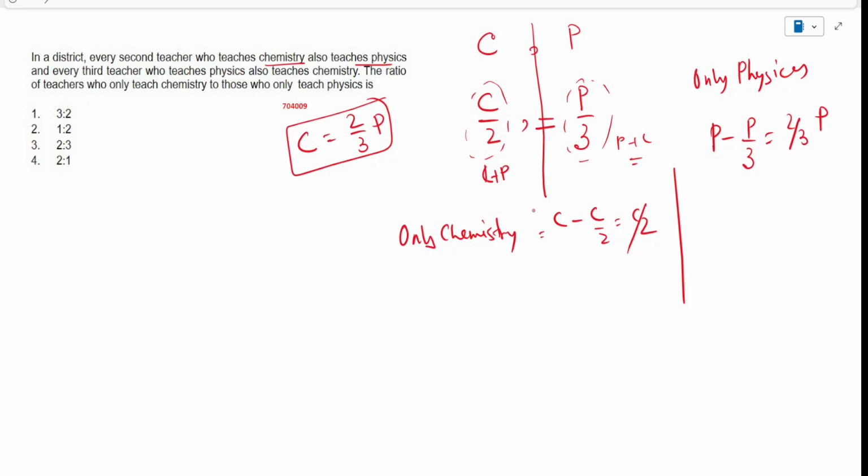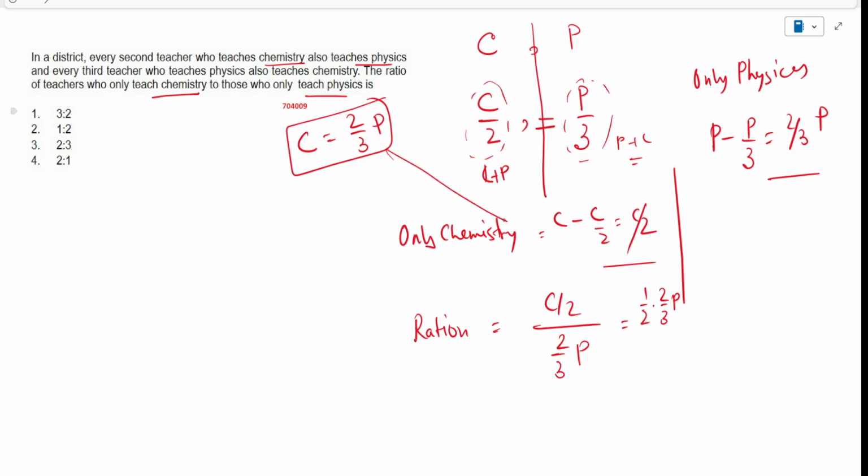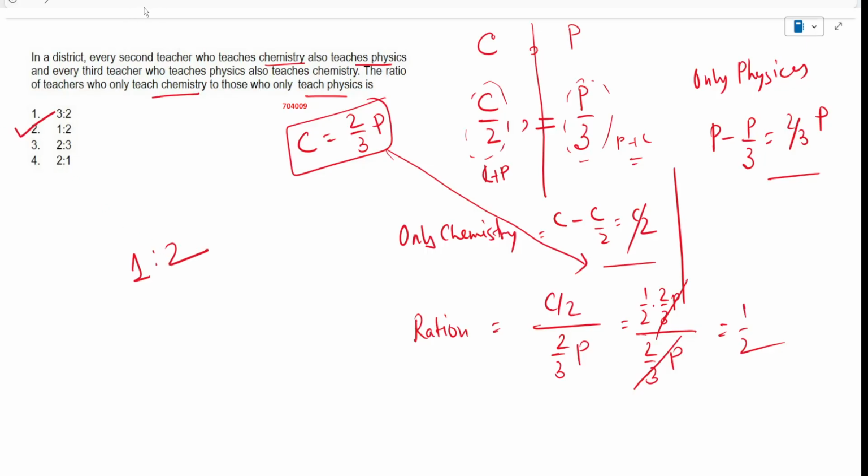Now we have to find the ratio between only chemistry and only physics. That means we have to find the ratio between these two numbers. So the ratio equals only chemistry, C by 2, to only physics, 2 by 3 P. Now C by 2 is 1 by 2 into 2 by 3 P from this, and this is 2 by 3 P. The 2 by 3 P cancels, leaving 1 by 2, so the ratio is 1 is to 2. Option 2.